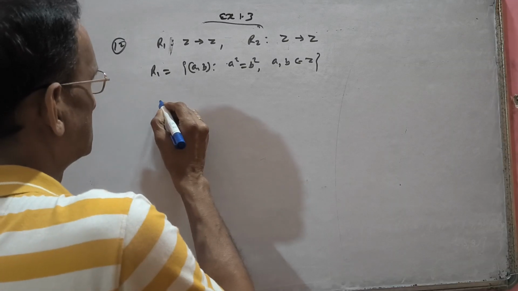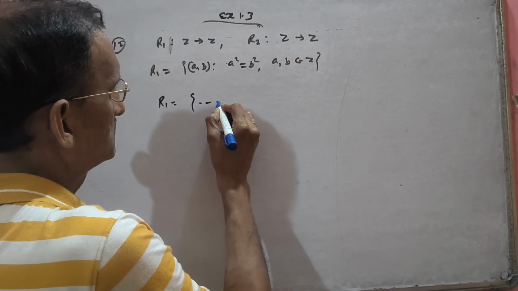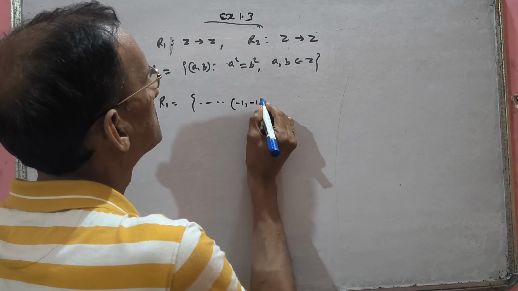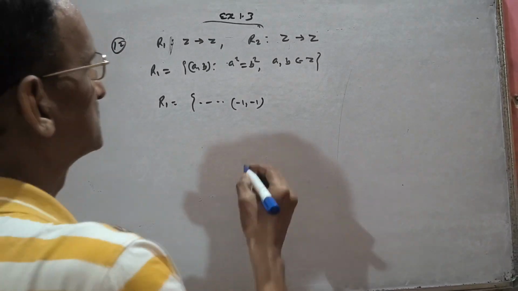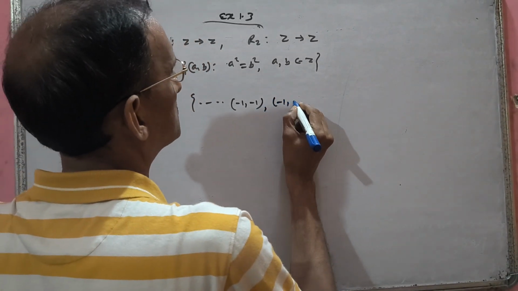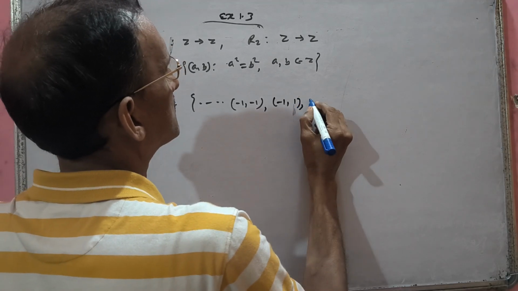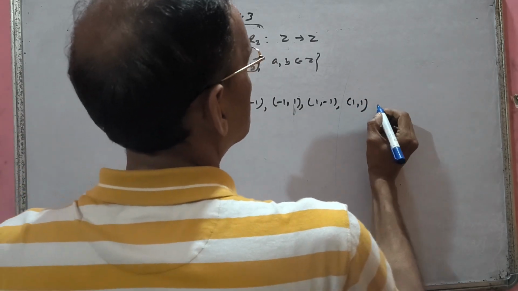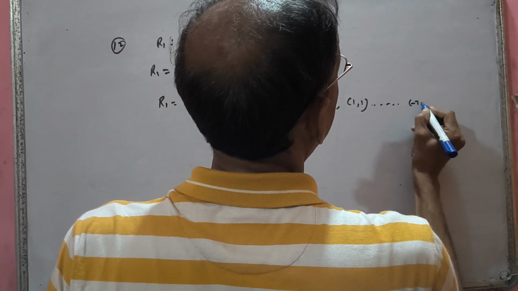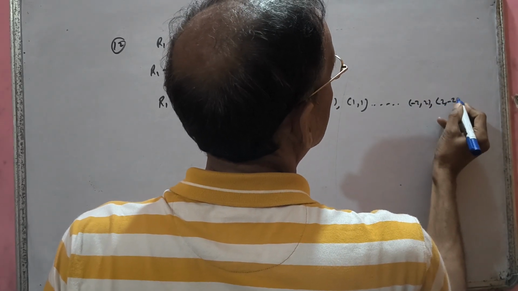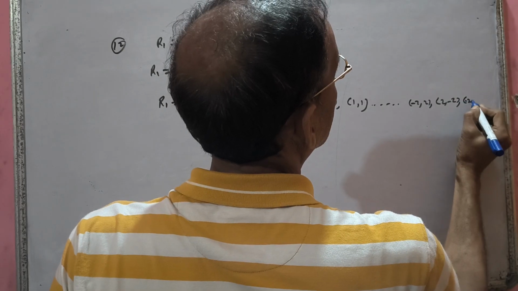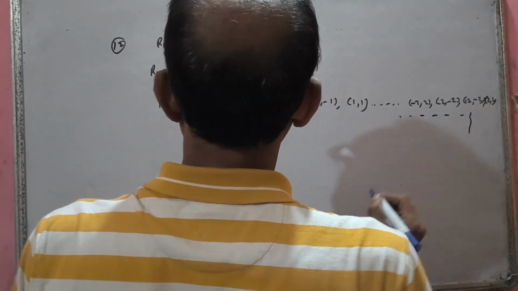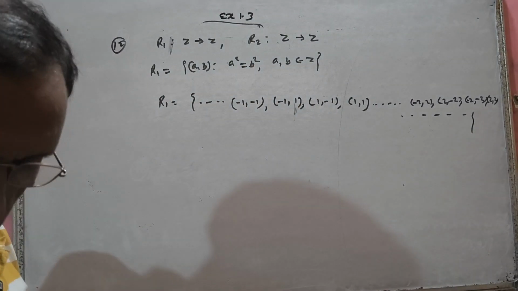Integers can be positive, negative, non-negative, everything, and it is infinite. So you write only a few, then dot dot dot. You can write (-1, -1), since A square equals B square. You can write (-1, 1). You can write (1, -1). You can write (1, 1). Similarly, you can write (-2, 2), (2, -2), (-2, -2), (2, 2). You can go on writing dot dot dot. You will not get an end to it. This is the relation.